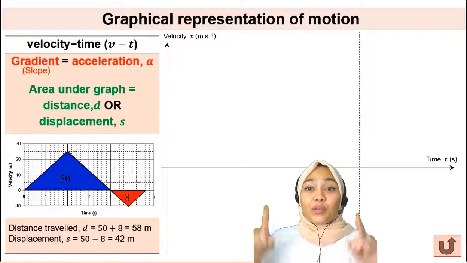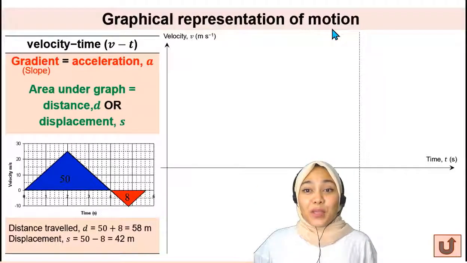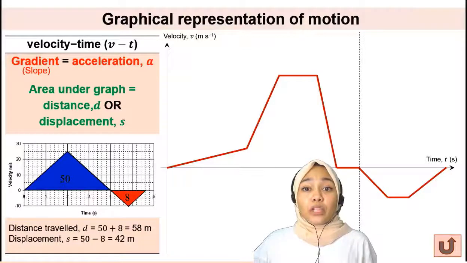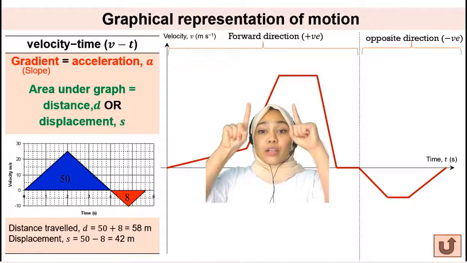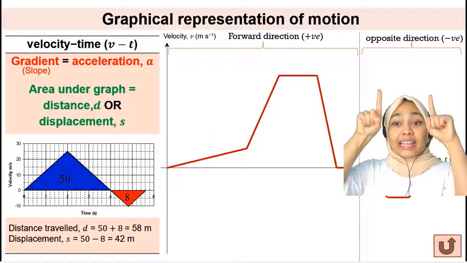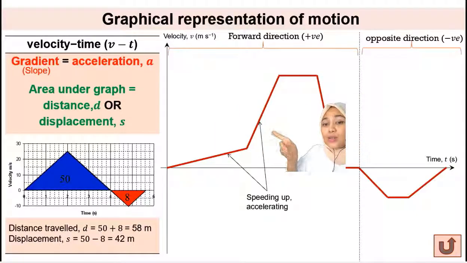Now let's learn the gradient of the patterns in the VT graph, like this one. Here, I divide it into two major parts: the forward direction, which is the positive velocity, and the opposite direction, which is negative velocity. These two gradients are positive. It means that this object is speeding up or accelerating.